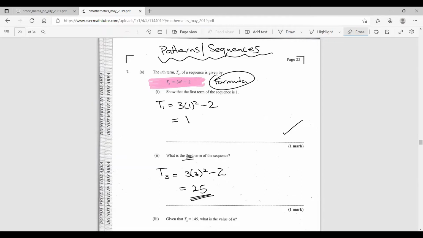Second, what is the third term of the sequence? Okay, before we get to that, if we were to work out the second term, T2 would be equal to what? 3 in brackets 2 squared minus 2. How much is that? 10. Third one.